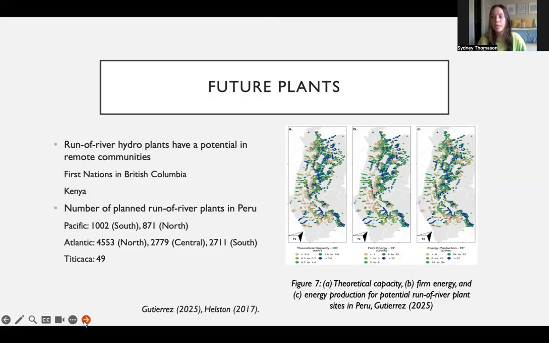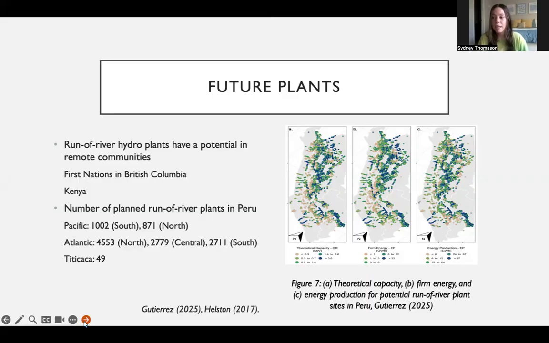Small run-of-river plants would provide remote communities with a source of energy that would likely be enough to power their everyday needs for a relatively low cost. Certain communities and certain areas have already tapped into this energy, specifically areas like First Nations in British Columbia, as well as Kenya, are starting to see the potential benefits of these run-of-river plants.